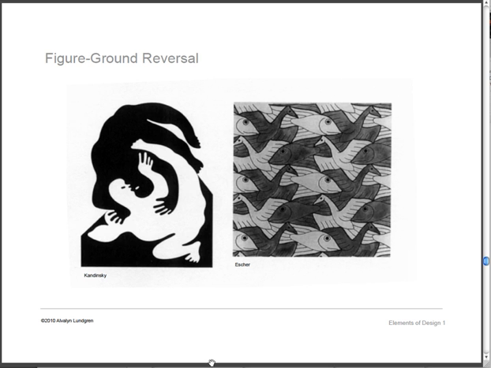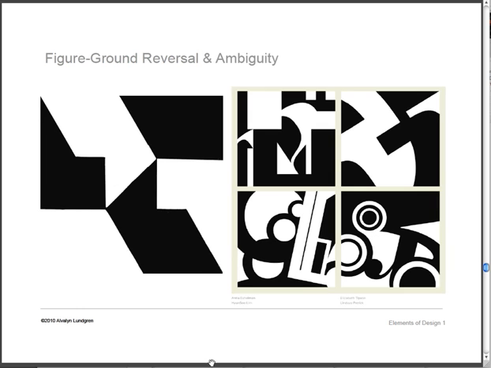If we look at the Kandinsky, we've got two wrestlers, one is white, one is black. The white wrestler's on a black ground, the black wrestler's on a white ground. That's a reversal. If we look at the white wrestler, the black one becomes the ground. If we look at the black one, the white one becomes ground. And another Escher with fish and birds. Figure ground reversal versus figure ground ambiguity.